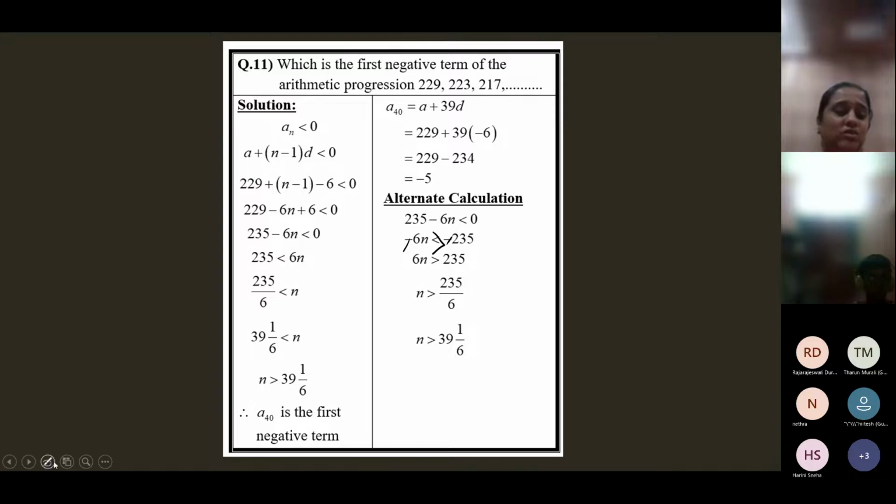Similarly here, if you cancel minus on both the sides, reverse the inequality. 6n is greater than 235, because you're cancelling the minus on both the sides. Then n is greater than 235, dividing by 6 on both the sides. So 6 and 6 cancel. So n is greater than 235 by 6, which is mixed fraction 39 1 by 6. Therefore, A40 is the first negative term of the AP.